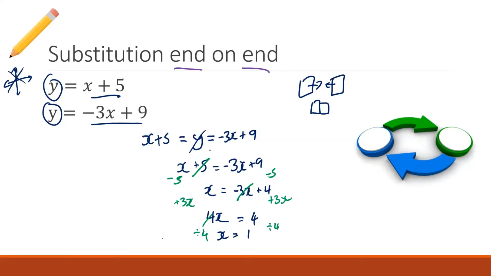But yeah, I would always prefer to move the pronumeral because then I know what side the pronumeral is going to end up on. That's x equals 1. That doesn't give us y though.